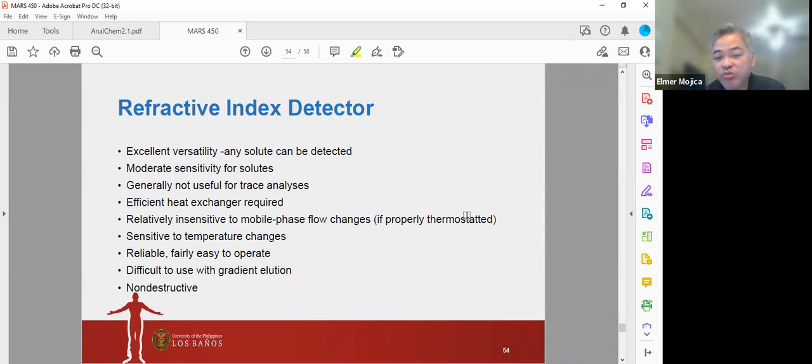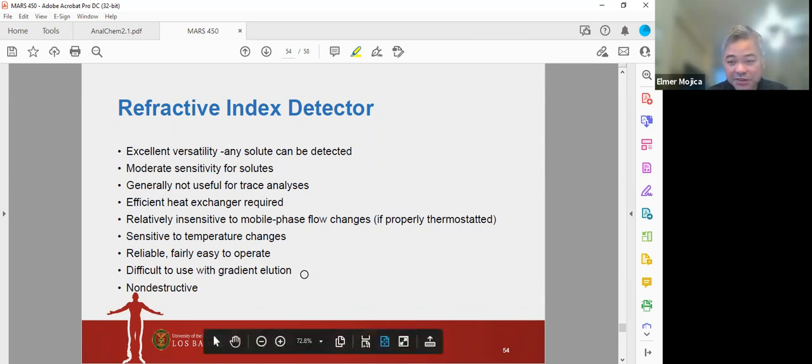Its sensitivity is moderate for the solutes, and it's generally not useful for trace analysis because of its high detection limit. An efficient heat exchanger is required, and it's relatively insensitive to mobile phase flow changes if properly thermostated. It's sensitive to temperature changes. It's reliable and fairly easy to operate. Unfortunately, you can only use it for isothermal elution.